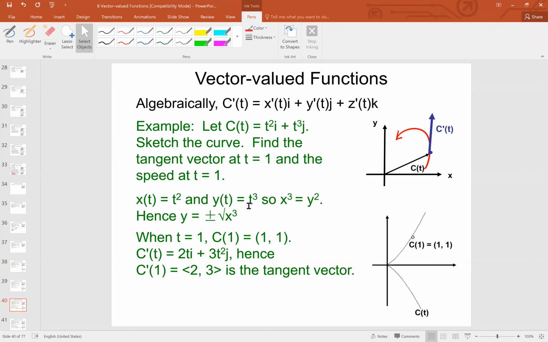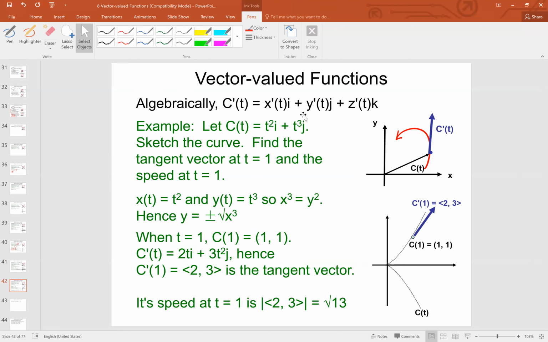And at t equal to 1, that's the location (1, 1), and that is tangent. We calculate the derivatives. The derivative of t squared is 2t, and this is 3t squared. So that's this derivative, and we plug in the number at time t equal to 1. Now I get the tangent vector, and the speed is square root of 13 at t equal to 1.